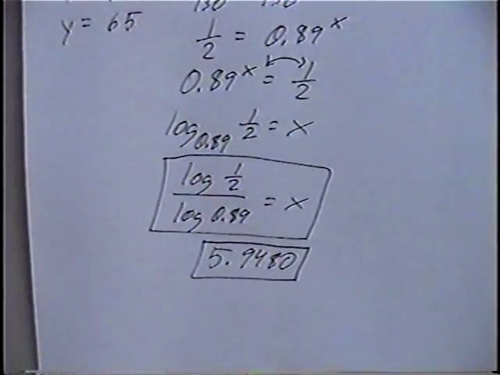which, looking back at the question, how long will it take for half the caffeine to be eliminated? In terms of hours, it'd be about 6 hours to eliminate half the caffeine.